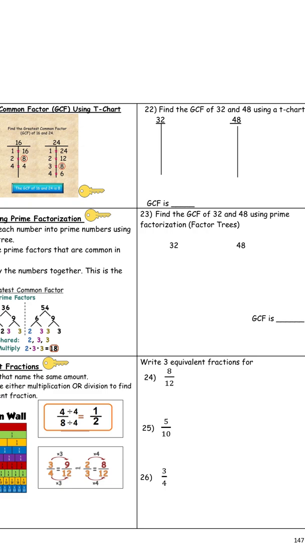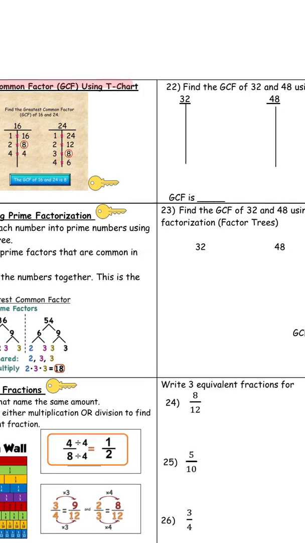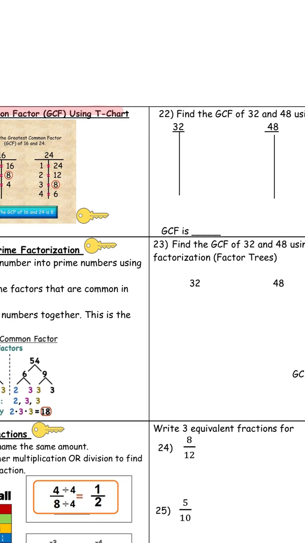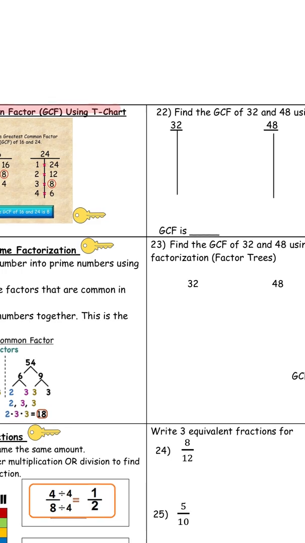Greatest common factor using a T-chart. When you are looking for the greatest common factor using a T-chart, you are comparing two numbers, and step by step it is listed here. First you make the T-chart, then you look for common factors, and you could circle the numbers or you can make a separate list. Then finally you circle the greatest common factor. That would be the biggest number that both have in common.